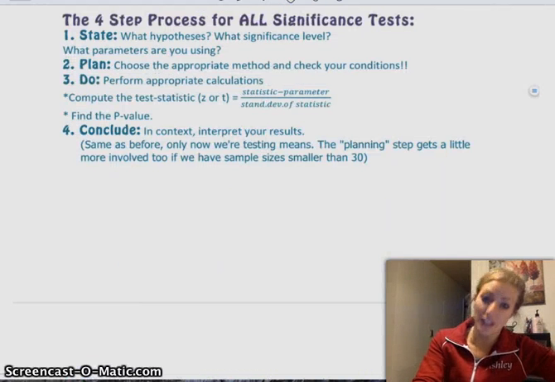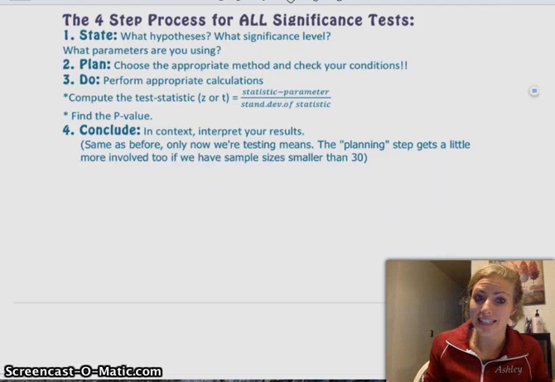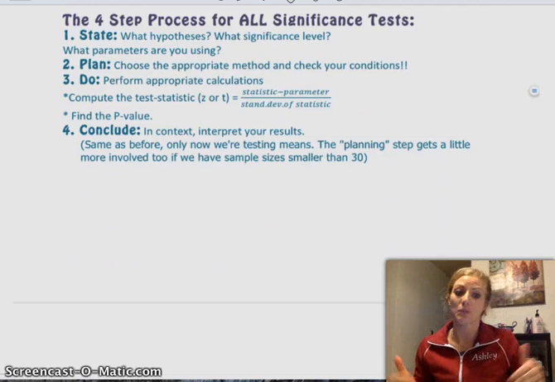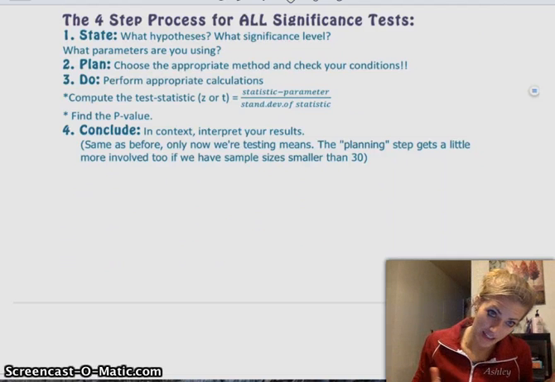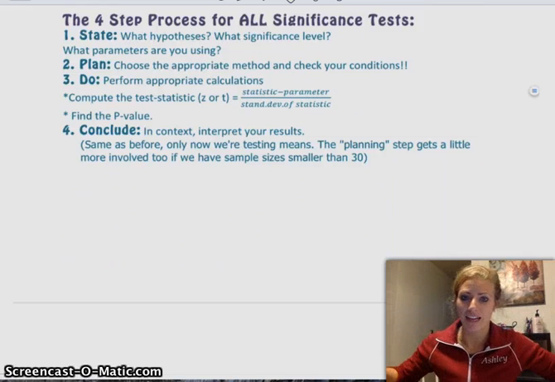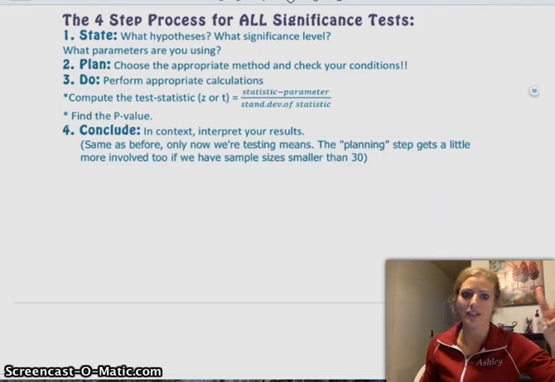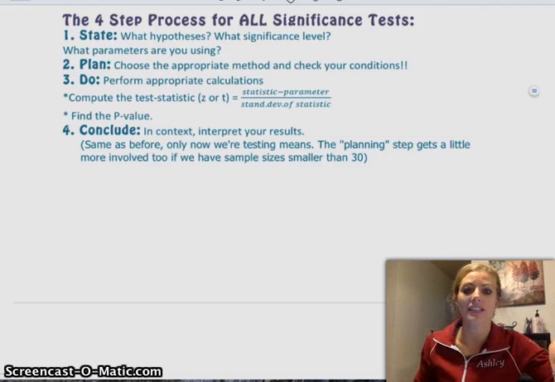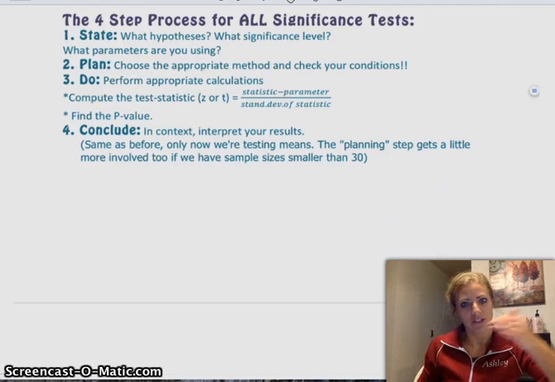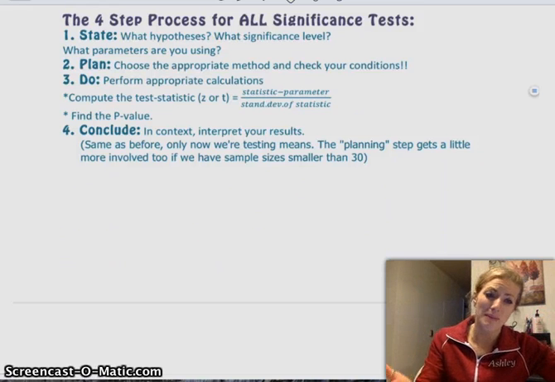Okay, so I'm going to reiterate the four-step process for all significance tests. It's the same thing that we did last time with proportions, except this time it's with means and quantitative data instead of qualitative data. But the process is the exact same thing. Number one, you state your hypotheses, null hypothesis and alternative hypothesis. You talk about your significance level and what parameters you're using, and you have to state all of those things in context. And perhaps the test that you're going to use too, unless you do that in the plan step. It doesn't really matter where you do it, you just have to say what you're doing.